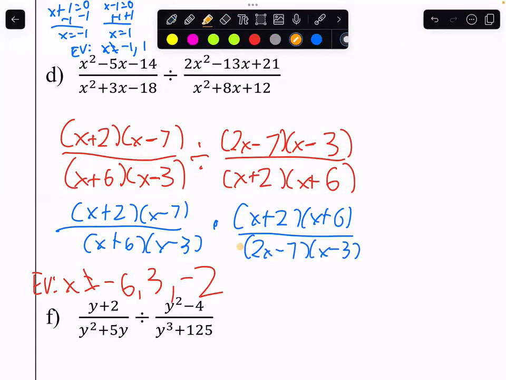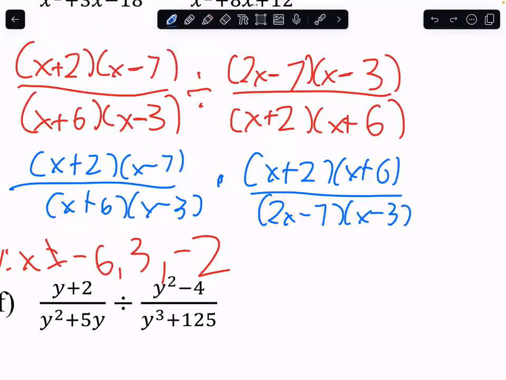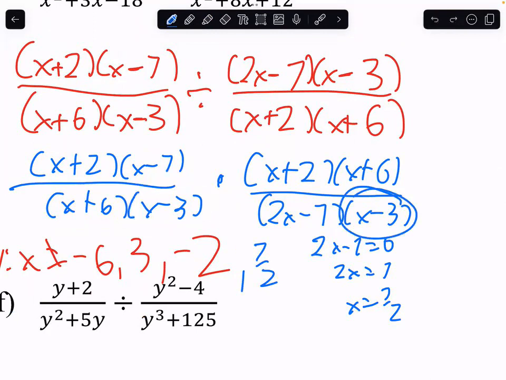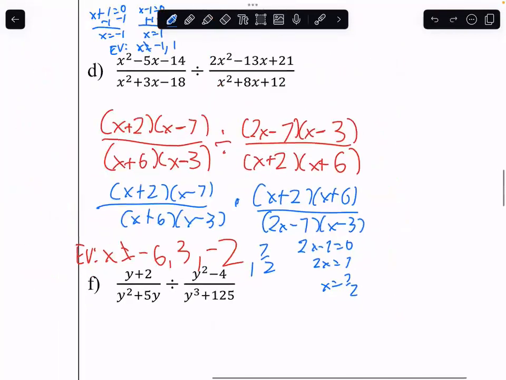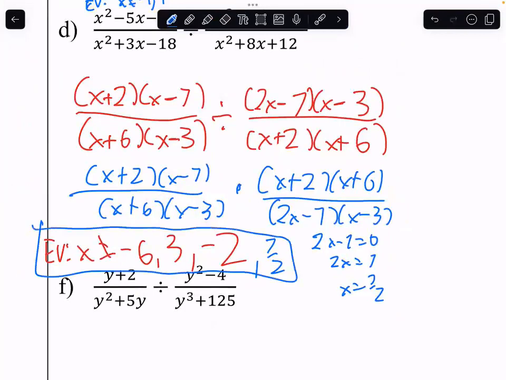Okay, so the new denominator that was initially in the numerator needs to be checked for excluded values. 2x minus 7 leads to an excluded value of 7 over 2. And this x minus 3 would lead to positive 3 again. So you should have had 4 excluded values for this problem. I'm guessing that some of you either had 7 halves or -2, but you're supposed to have both. Again, you need to check the original denominator and the reciprocal denominator.